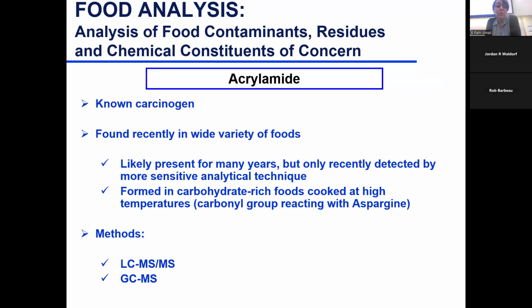Acrylamide, we talked briefly about it. It is a carcinogen and it's generated also from heating. A good example, deep fried potato chips could have acrylamide. Because you have the reducing sugars potentially from the carbohydrate. You have proteins. Asparagine is an amino acid in a protein, and then with high temperature, you can generate acrylamide. LC, again, GC, MS.